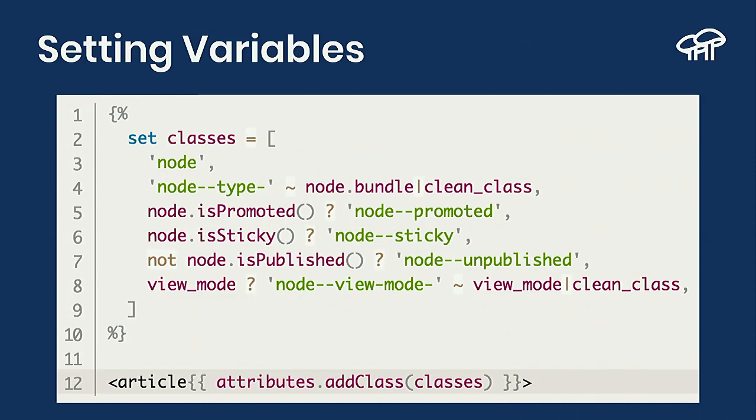And when we have the array of classes, we just call the attribute object. It has an addClass method. We pass the array, and then we will get the classes as we want them.